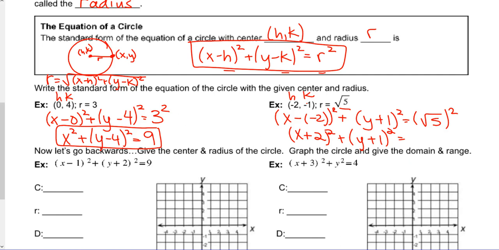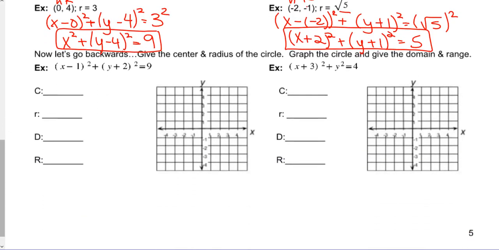Or you could do 5 squared as 25, but the square root of 25 is 5. So remember, that just comes down to 5 when you square a square root. Okay? All right, very good. So that, again, hopefully is not too bad.